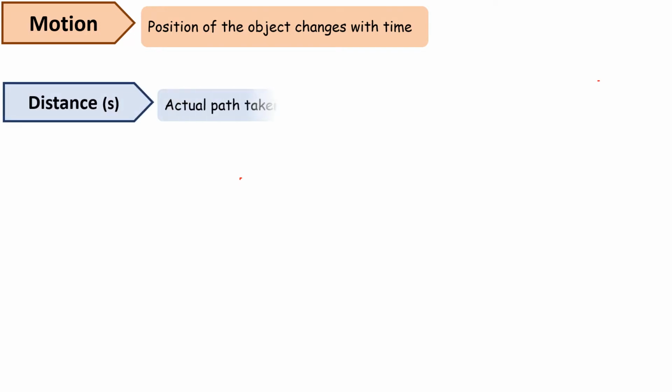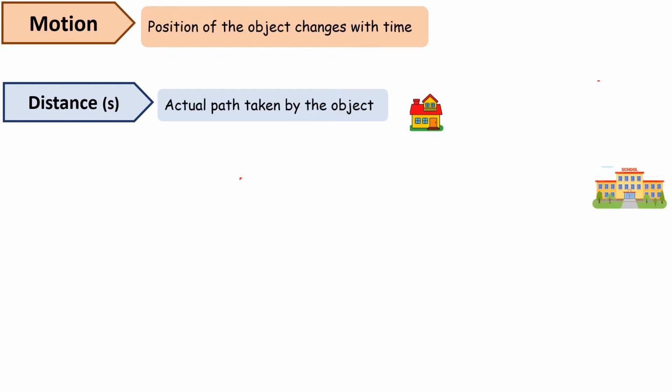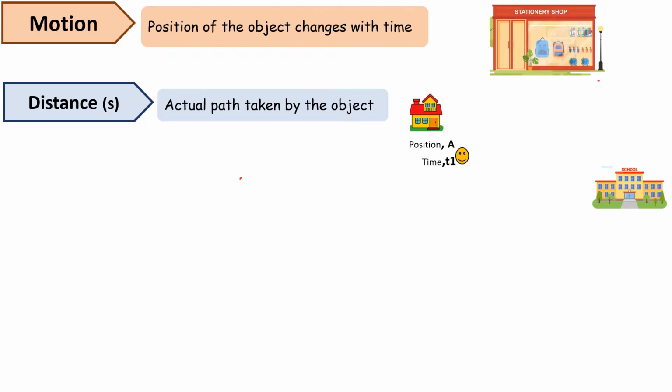Next is distance. Distance is represented by small s. That is the actual path taken by the object. Say for example, this is your home and this is your school. You have to go to your school, but you suddenly remember that you have to buy a pencil box. So you need to go to the stationery shop and then you will go to school. So this becomes your actual path taken to reach the school. So this is your distance.